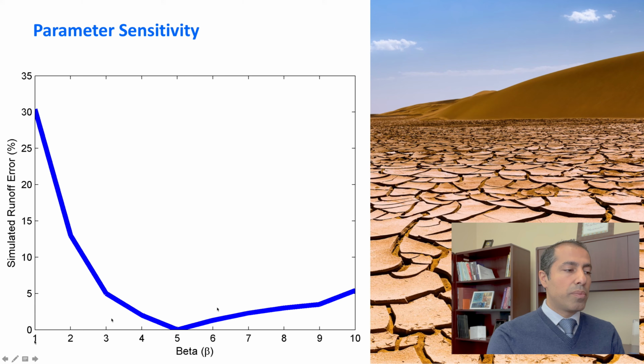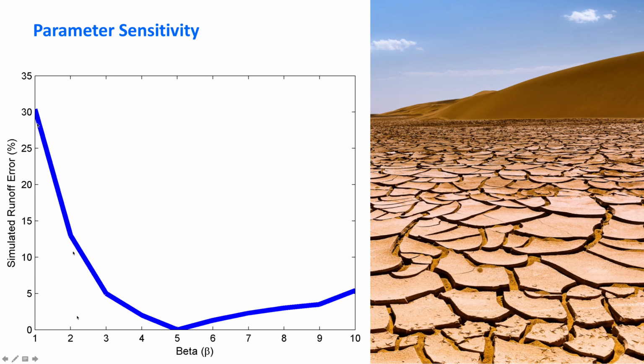So basically, I use a beta of 1. I noticed the error was 30%. With 2, error dropped to around 15%. With 3, 5%. Then there is a value that gives you the lowest error, and after that, error increases. You can do the same with the Nash-Sutcliffe coefficient. This shows that my optimal value of beta is somewhere around 5. This means that with a very little change in beta, like from 1 to 2, error changes significantly. This means that the model is very sensitive to this parameter.